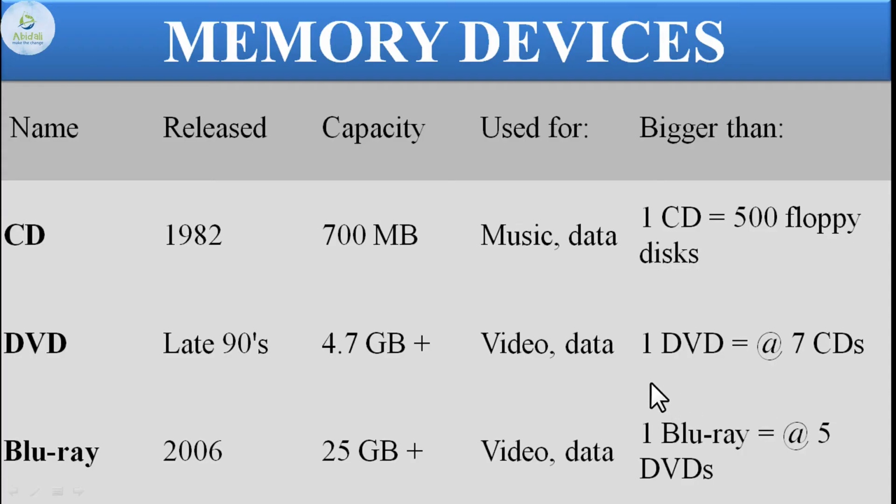Talking about memory, the CD was invented or released in 1982 with 700 MB of storage, a device basically used for music data. A CD is equivalent to 500 floppy disks. Coming to DVDs, the digital versatile disc, invented in the late 90s, has a capacity of about 4.7 GB, used for videos and data. One DVD is equivalent to 7 CDs.